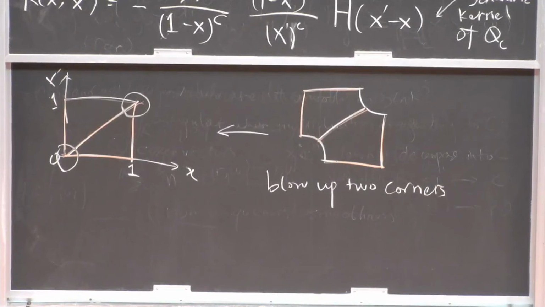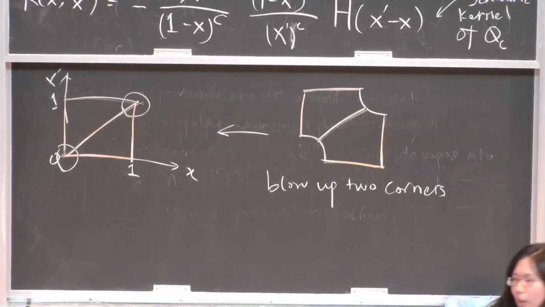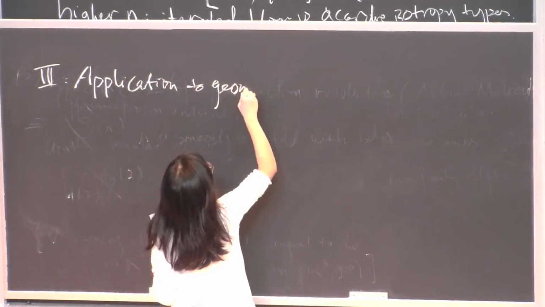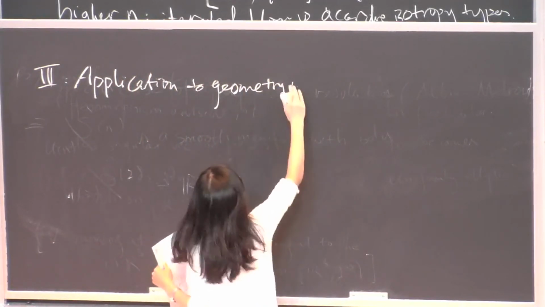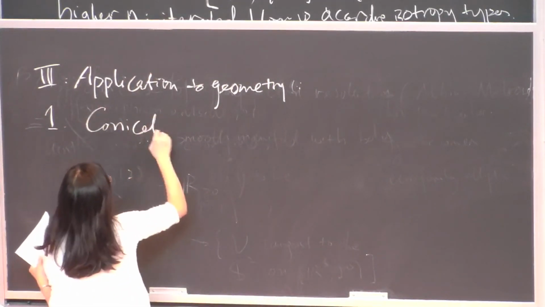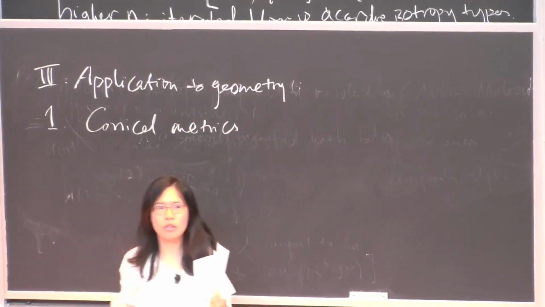Let me talk a little bit about how we use those things in our research. I'll be very vague. Let me focus on the example, an application to geometry. The first example is those conical metrics. I'm not going to give very accurate definitions. I'm just going to draw pictures.